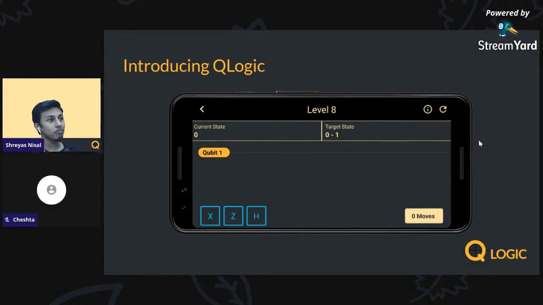So this is what a QLogic screen looks like. This is the puzzle that we saw a few slides earlier itself. It's a zero state, which is the initial state. You need to apply some of the gates given at the bottom, and you need to get to the target state, which is the 0 minus 1. So this is what the game screen looks like.